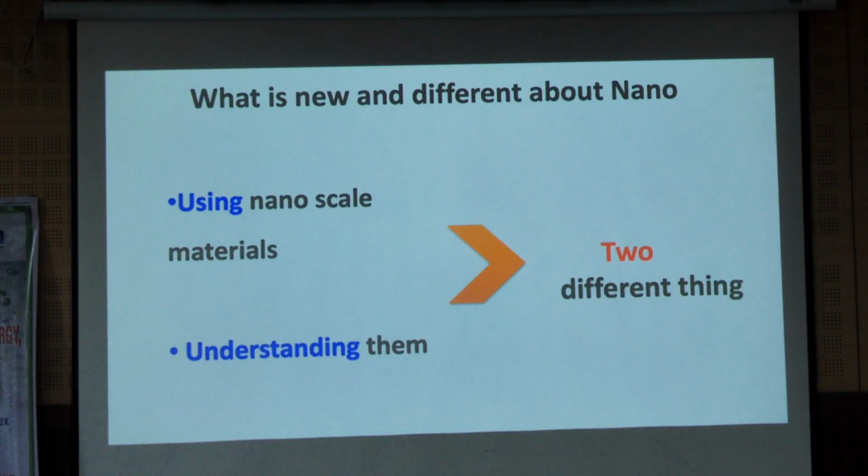This was the slide I want you to remember. What is new about the nano? What is new about the nano is not making only the nanomaterial at nanoscale or using the nanomaterial at nanoscale. It is the understanding, what you understand, what kind of features you remember and you use that feature for practical purposes, and how this nanoparticle behaves differently.